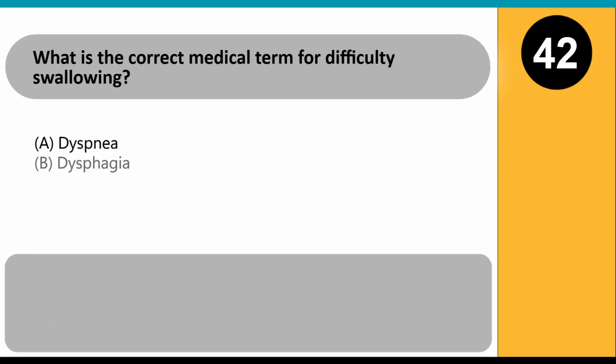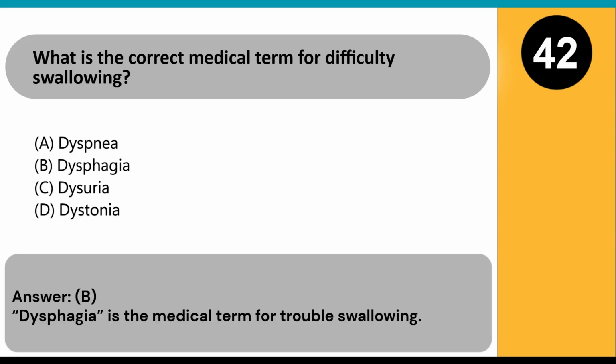What is the correct medical term for difficulty swallowing? A. Dyspnea. B. Dysphagia. C. Dysuria. D. Dystonia. Answer B. Dysphagia is the medical term for trouble swallowing.